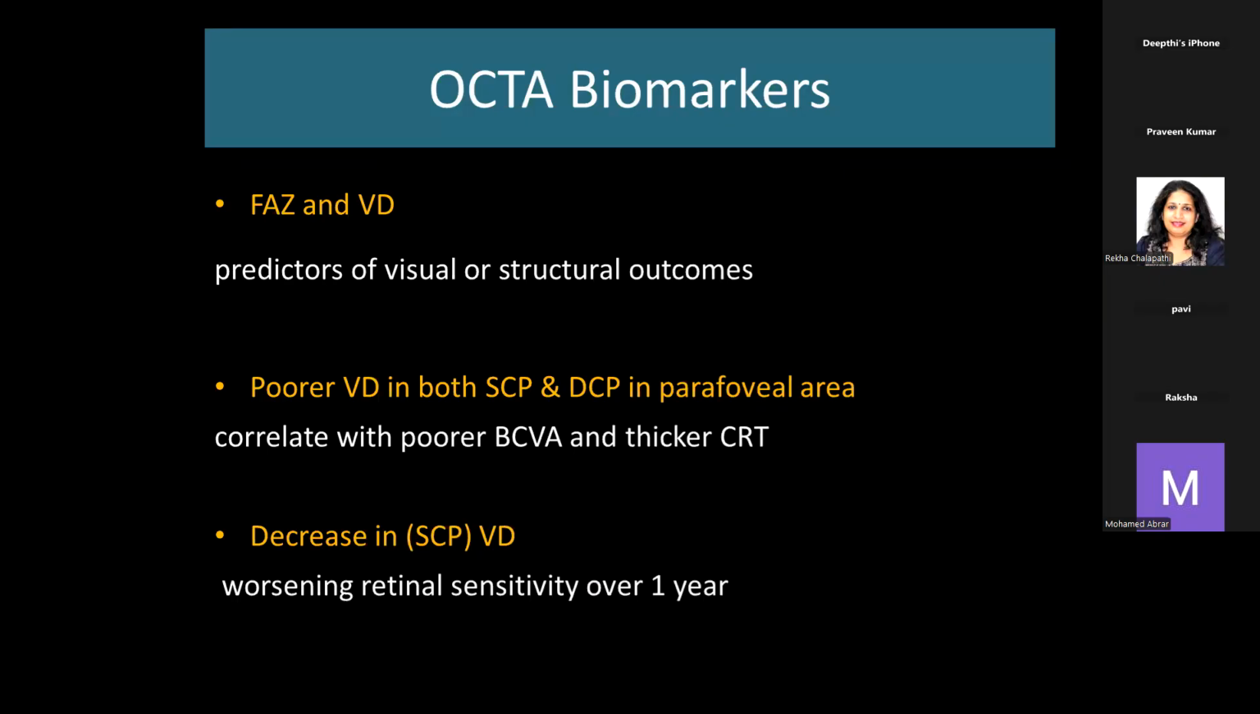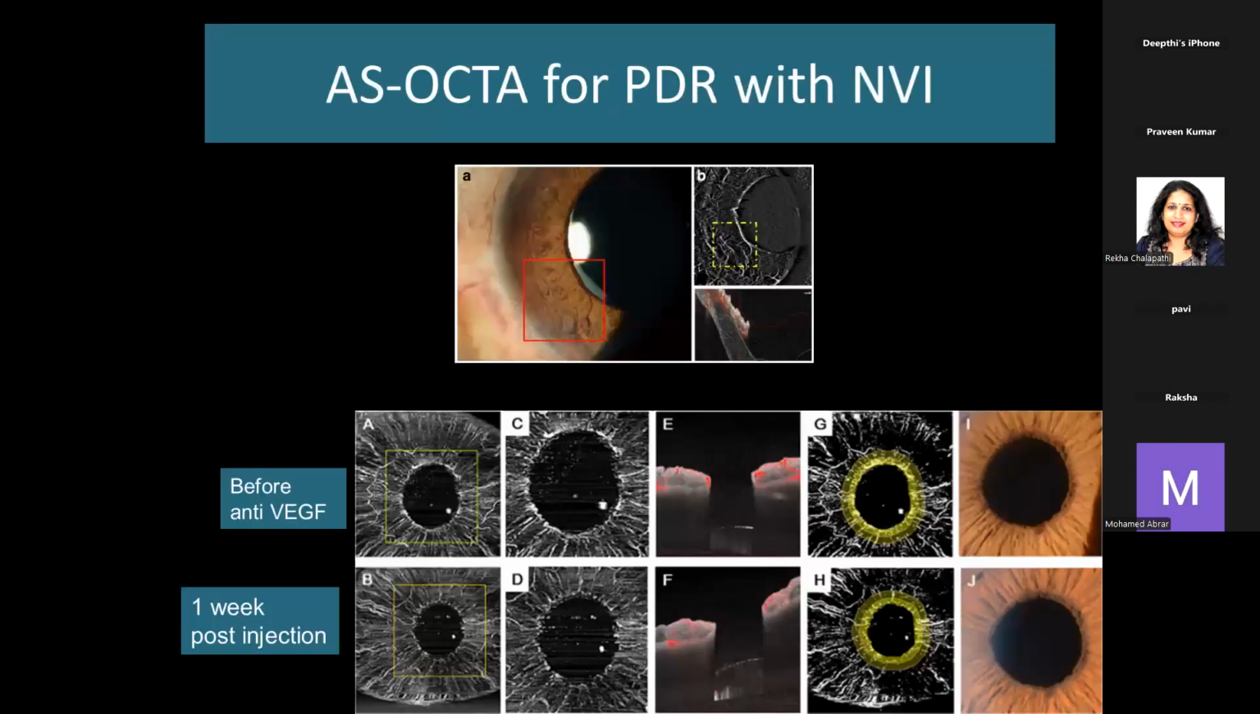For completion's sake, if you have an anterior segment attachment, you can trace and detect the NVI in the iris using an anterior segment OCTA. You can see here the before injection and the after injection, the regression of NVI. This is 1 week post injection. You can see the flow signals also. These are the pre-treatment flow signals, these red dots, which tend to be decreased post anti-VEGF injections. So anterior segment OCTA will allow us to monitor even the neovascularization of the iris.